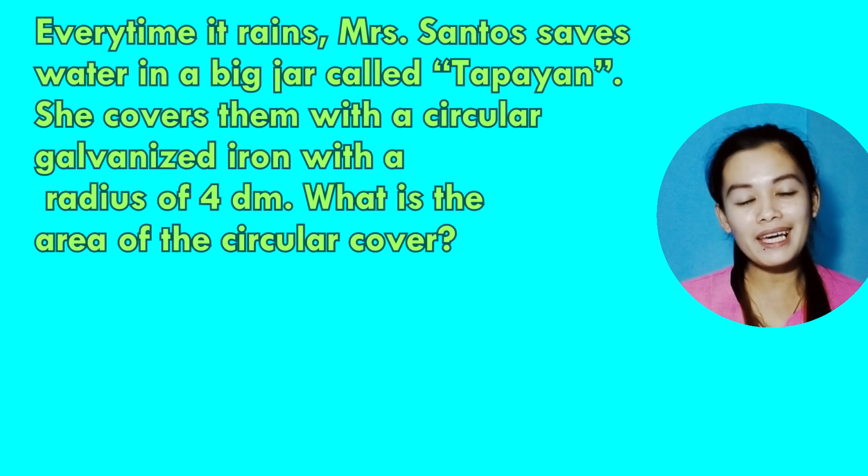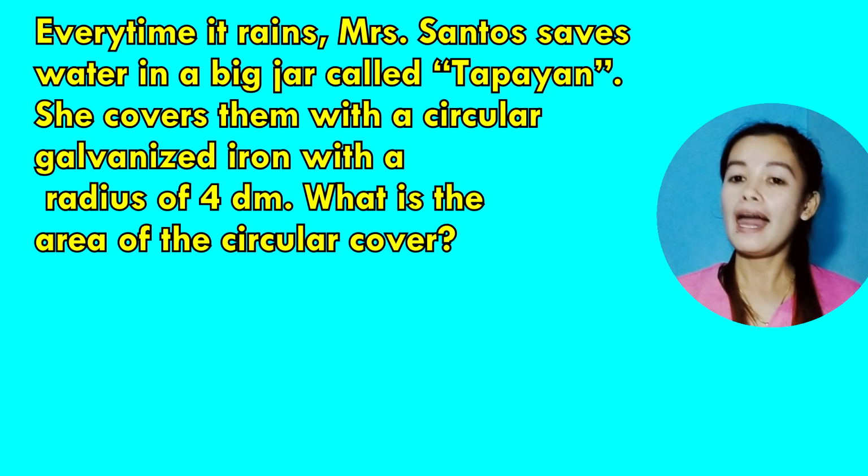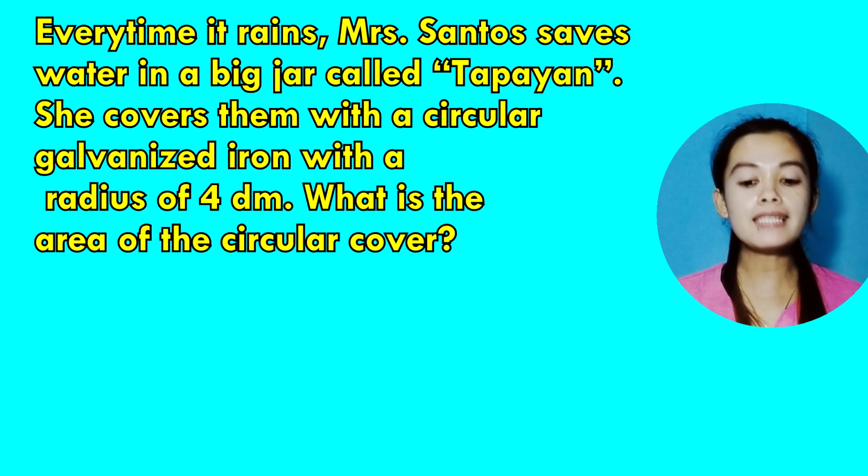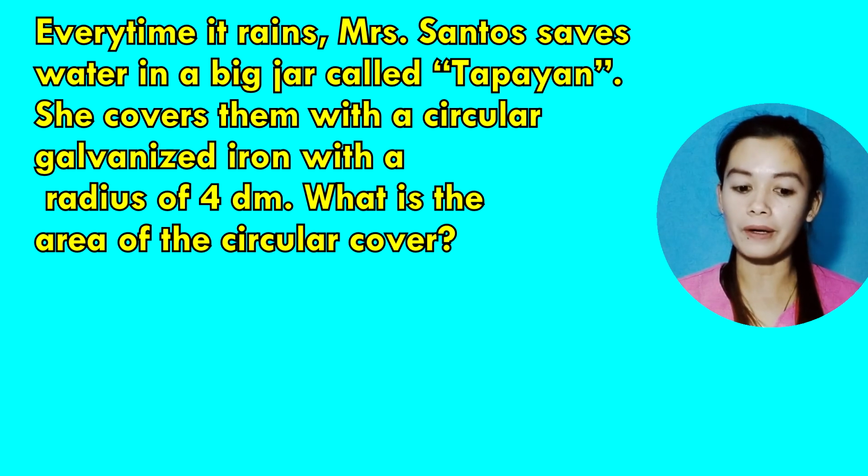I will read the problem, but I hope you will read along with me. And we will try to understand this problem. So here it is. Every time it rains, Mrs. Santos saves water in a big jar called tapayan. She covers them with a circular galvanized iron with a radius of 4 decimeter. What is the area of the circular cover?